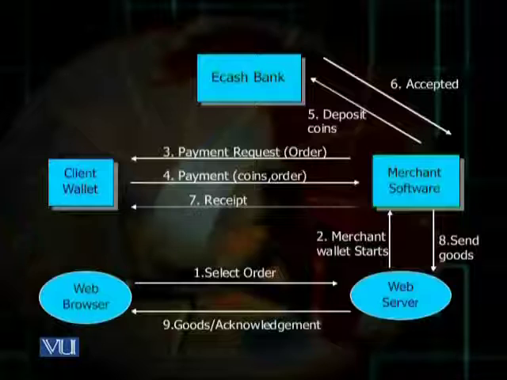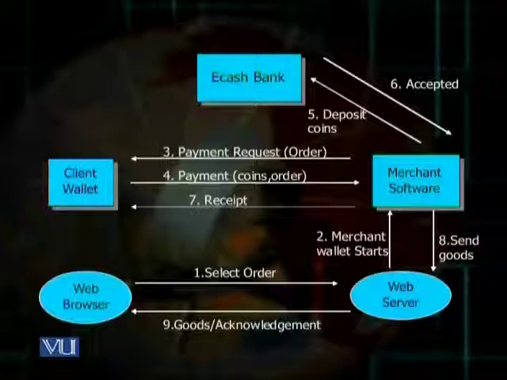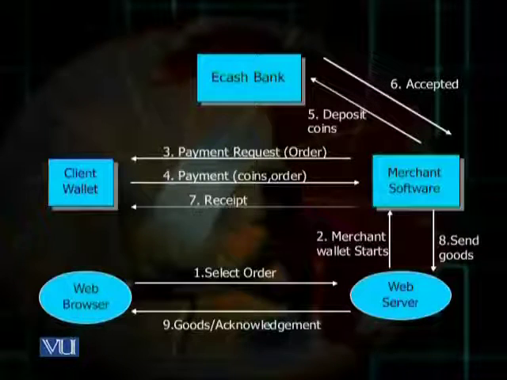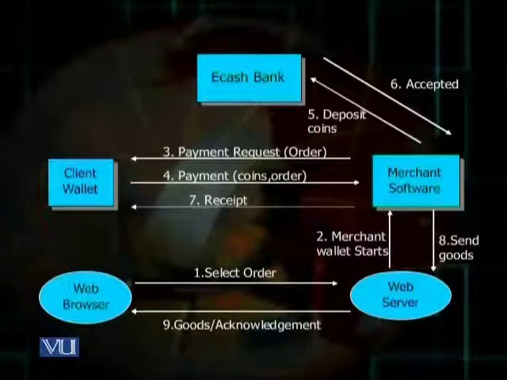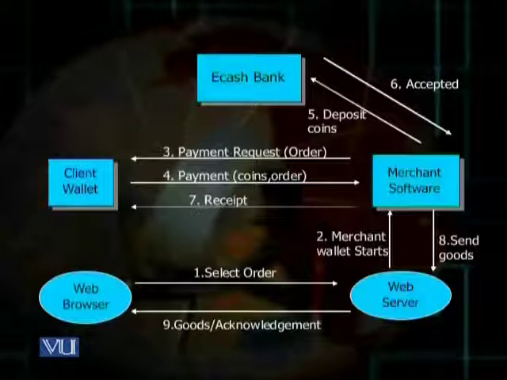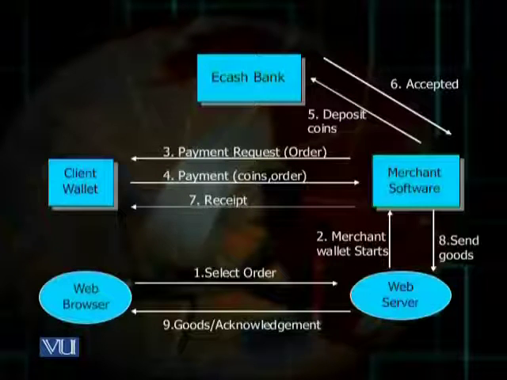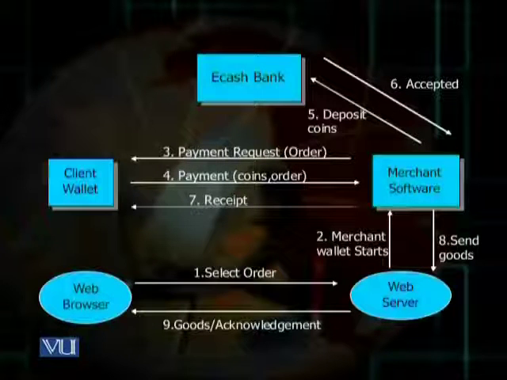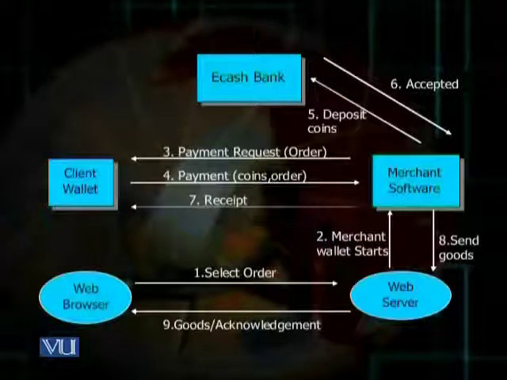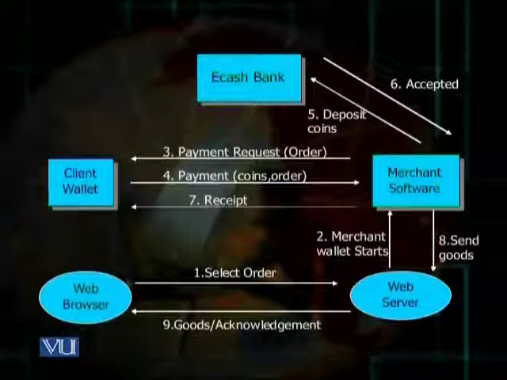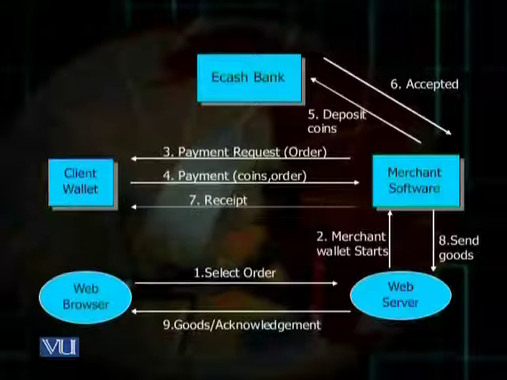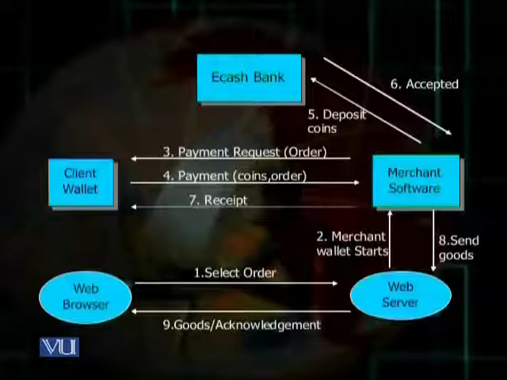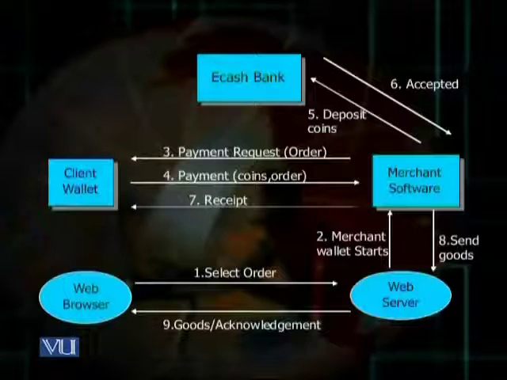And on the right side, you can notice that on the server side, the system should have the software in relation to a web server. So there should be a web server software, then the merchant's special software which can deal with the e-cash payment requests. So these two softwares are available on the server side. And at the top, you can see the e-cash bank.